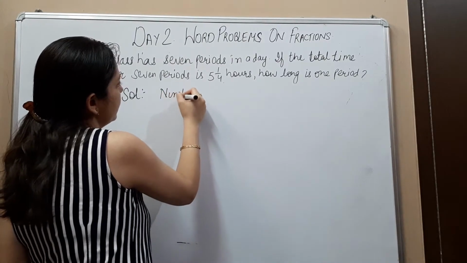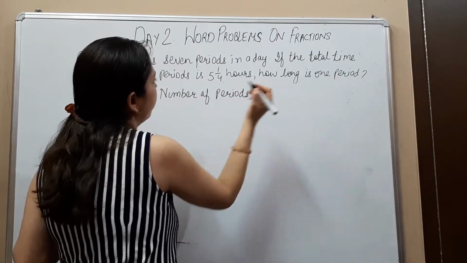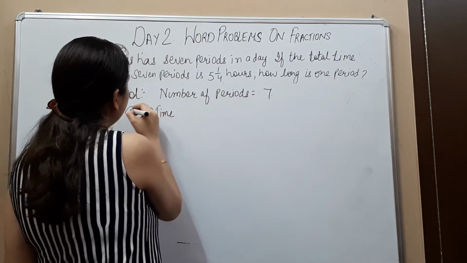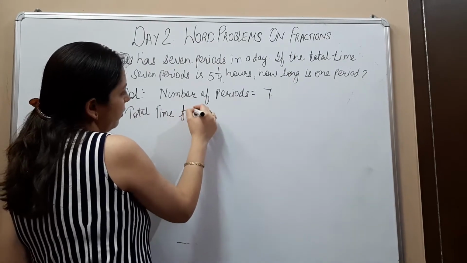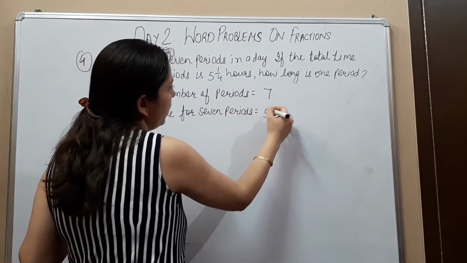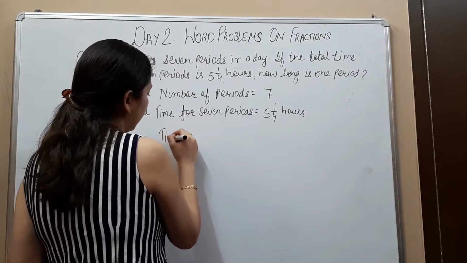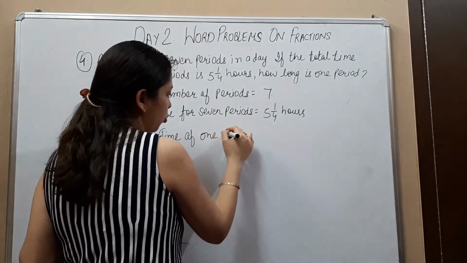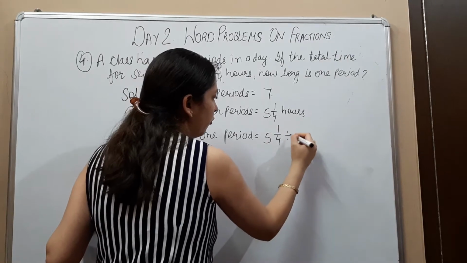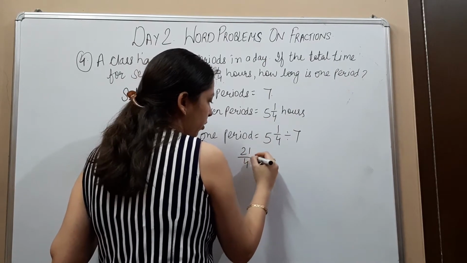You can write it as number of periods is equal to 7, total time for 7 periods is 5 whole 1 by 4 hours. So time of one period is 5 whole 1 by 4 divided by 7. 5 times 4 is 20, 21 by 4 divided by 7.